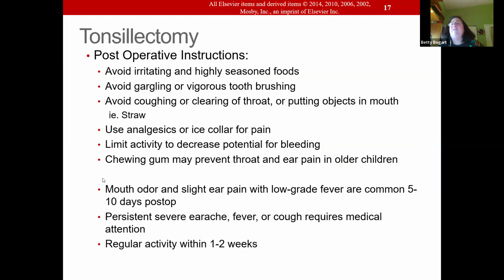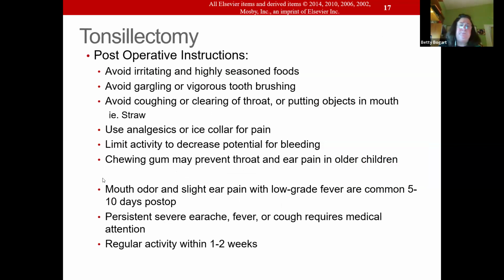Now, what are the most common surgeries that we do for children? Tonsillectomy, adenoidectomy, and tubes. I mean, those are the big three that we do. So how do we take care of these kids when they're done with surgery?